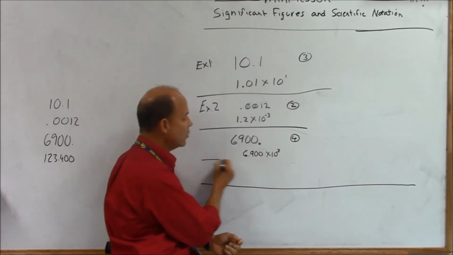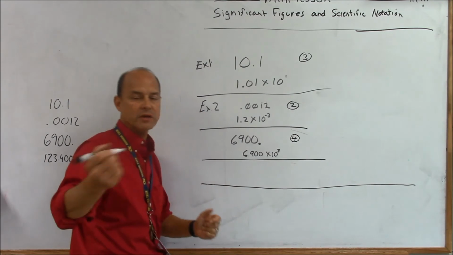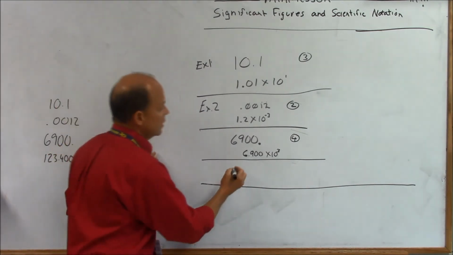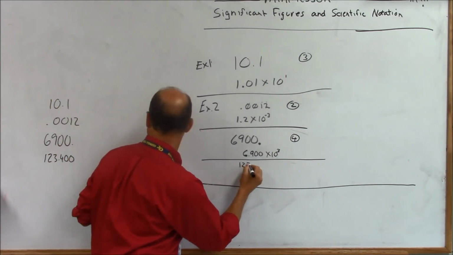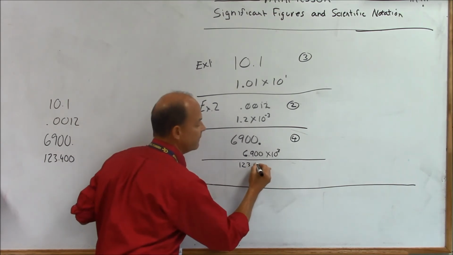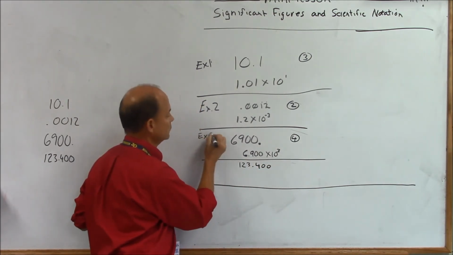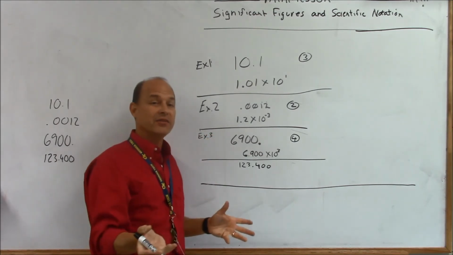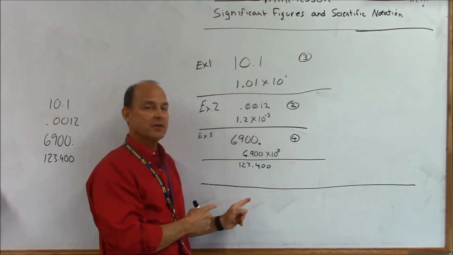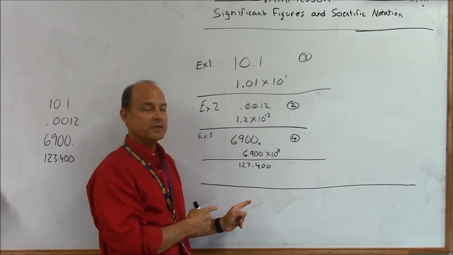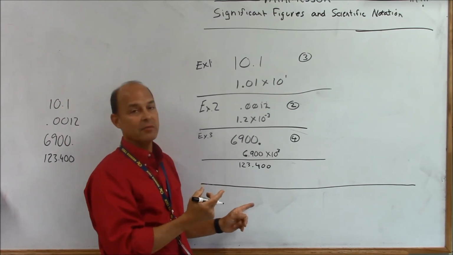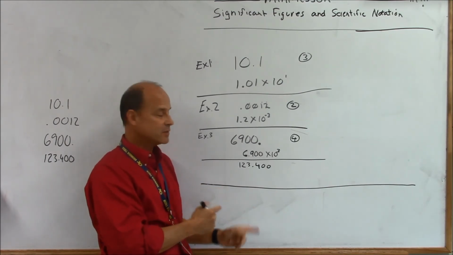All right, one more example. I'll answer questions at the end of the presentation. 123.400. Think about that for a minute. Maybe you could stop the video and see if you can answer what the number of significant figures is on that one. And then, if you got a little more time, why don't you try to convert it to scientific notation?